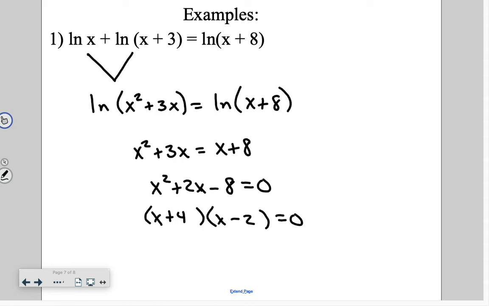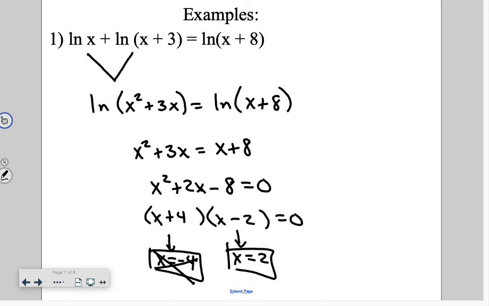Zero product property then to finish this off. We get x equals negative 4 as one possible answer, and x equals 2 as the other possible answer. Why do I say possible answer? We got to check to see if it actually works or they're extraneous. Let's take the negative 4 and plug it back in. Extraneous or does it work? Right away you know it's extraneous. Why? Natural log of negative 4. Can't take the natural log of negative 4. So I know that negative 4 is extraneous.